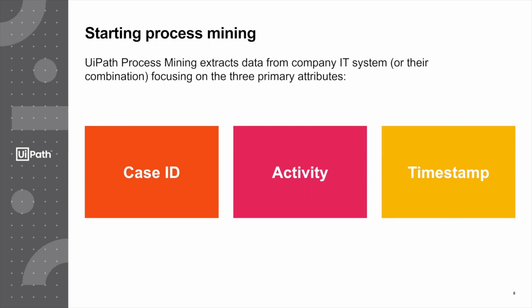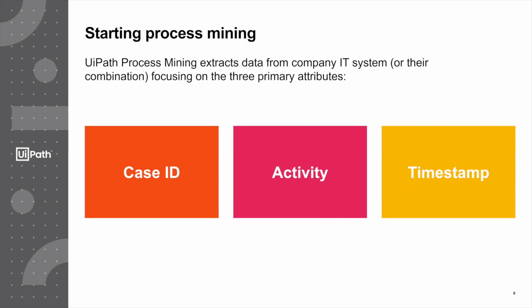So an activity is something that has been executed related to that case ID. So for instance, if we go back to the invoice, it's either receiving the invoice, it could be approving the invoice, it could be paying the invoice. So those are the activities related to that specific case ID. And then the last thing that we definitely need is the timestamp. And the timestamp tells you when that activity was executed.